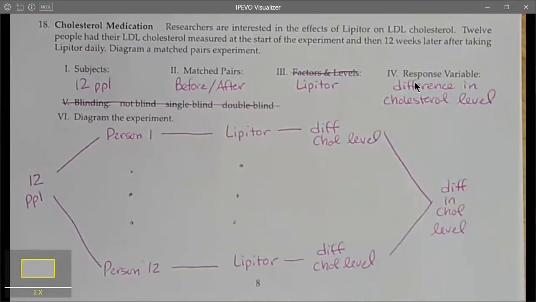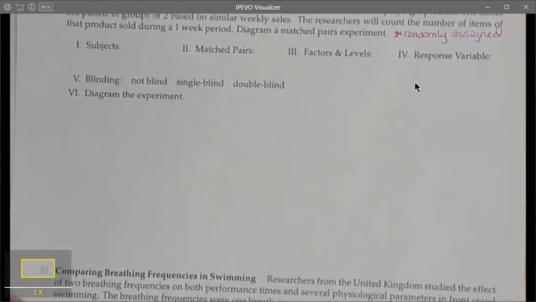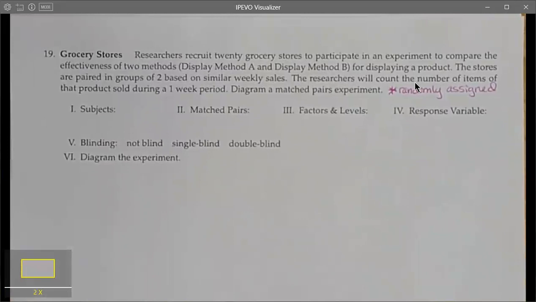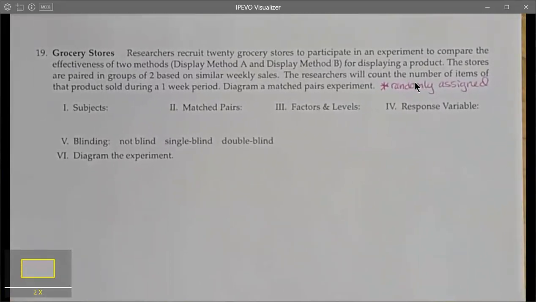Let's look at a little bit different version of a matched pairs. This one's called grocery stores. So researchers recruit 20 grocery stores to participate in an experiment to compare the effectiveness of two methods for displaying a product, method A and method B. Okay, and it's a pretty normal thing for grocery stores to get these displays from the manufacturer. So this is something that a grocery store would be accustomed to dealing with.